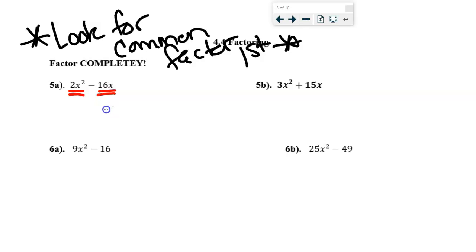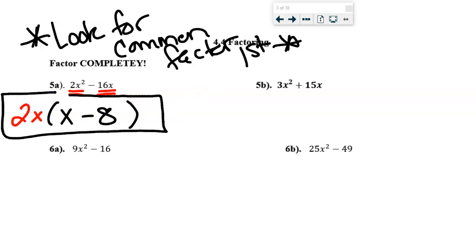Common factors can be variables. They can also be numbers. They can be a combination. The common factor in this problem is a 2x. And if you factor out a 2x or you undistribute a 2x from that problem, you're still left with an x minus an 8. Technically, we're factored. That's done. There's no other factoring you can do. x minus 8 doesn't factor any further.